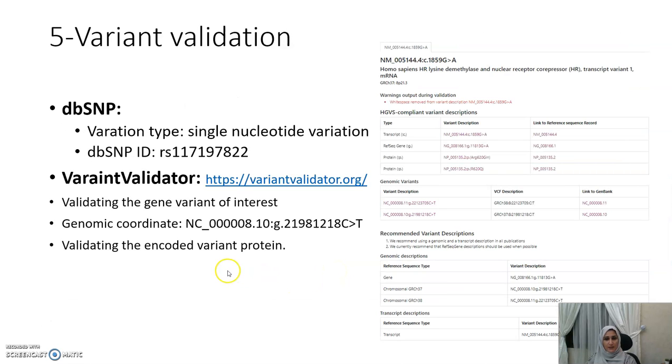For variant validation, I use the VariantValidator website, and I also got the ID number from dbSNP for our variant. I use VariantValidator to get the genomic coordinate and look at the transcript itself. For dbSNP, I just go to get the ID, so it's easier for me to search more about this.